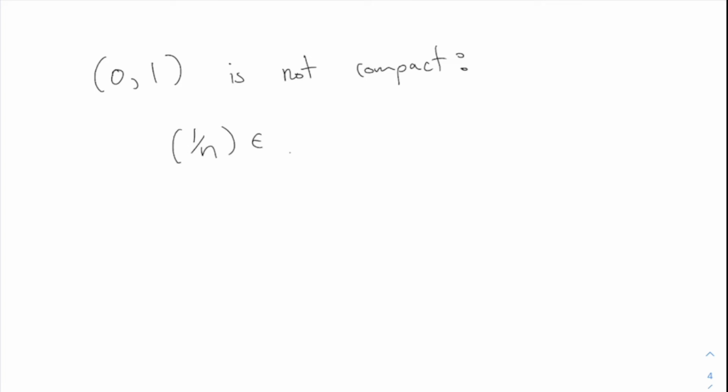Each of those elements is in the interval 0 to 1. But the limit is not in 0, 1. Right? And this violates the definition of compact. Compact says every sequence in the set has a convergent subsequence. This one certainly does have a convergent subsequence, and the limit is also in the set. That is violated by this sequence here. All right?